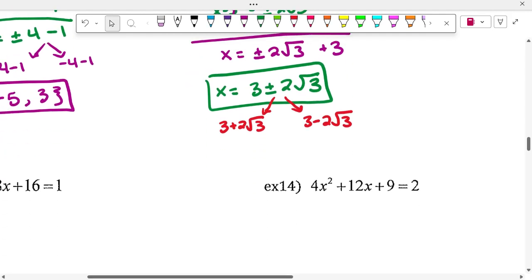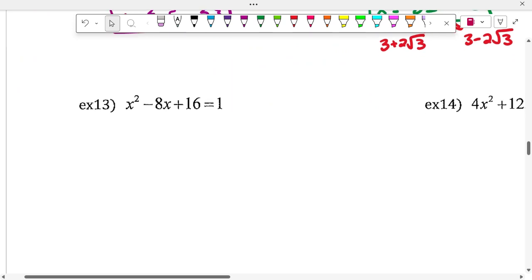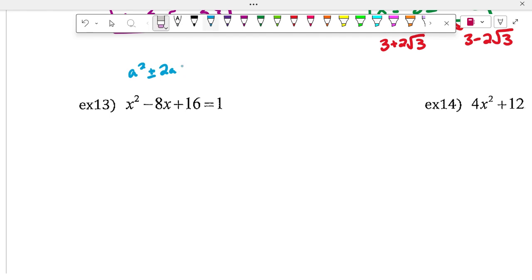Okay, the last part of this section. Now, we have a b value. So right now we can't solve by taking a square root. However, what do you notice about the left side? It's a perfect square what? Trinomial. It is a perfect square trinomial because it's a squared plus or minus 2ab plus b squared. So we can actually factor this to make it look like what we've been doing.